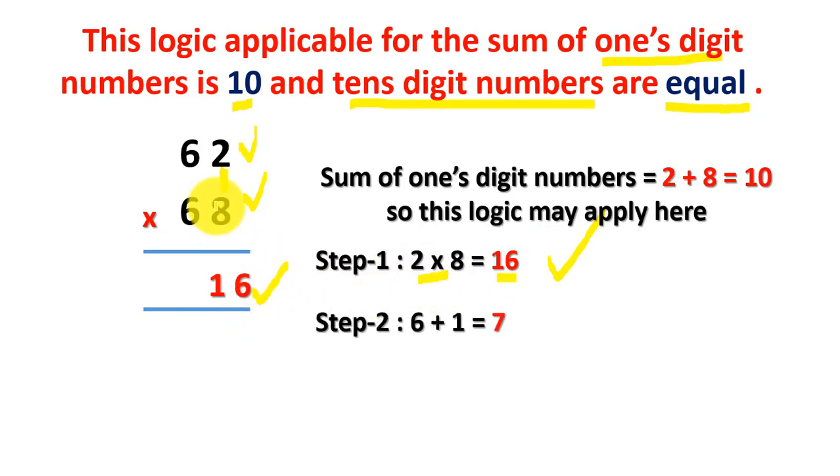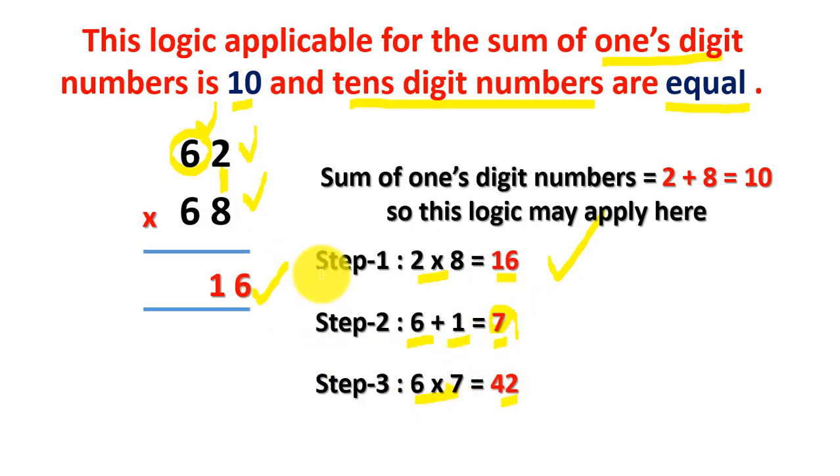Step 2: whatever the tens digit number is there, you should add 1 to it, that is 6 plus 1 equal to 7. Whatever the answer is there, you should multiply this number with the tens digit number, that is 6 into 7. Here the tens digit number is 6 and we got the step 2 answer 7, that is 6 7s equal to 42. Write down that 42 at the answer place. So now we got the answer 4216.